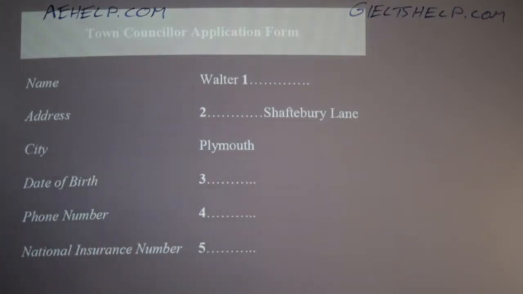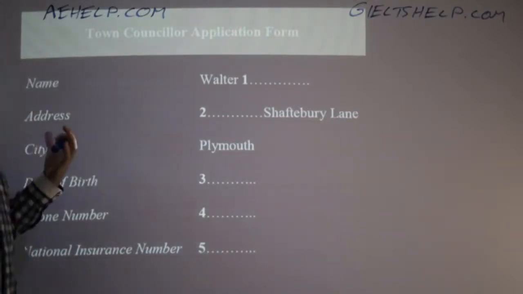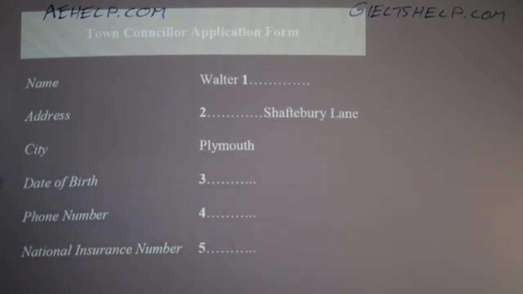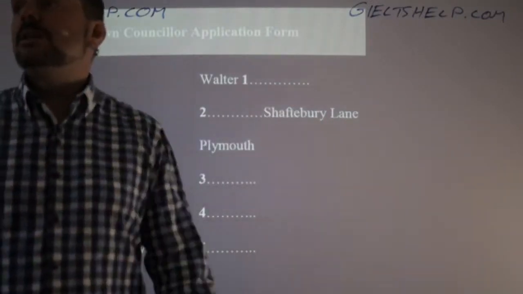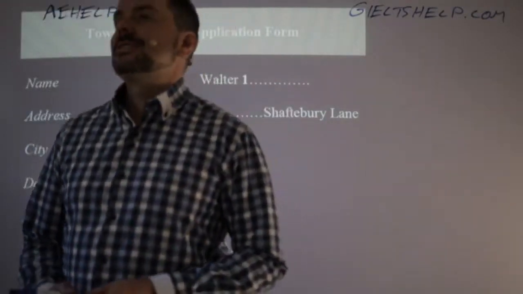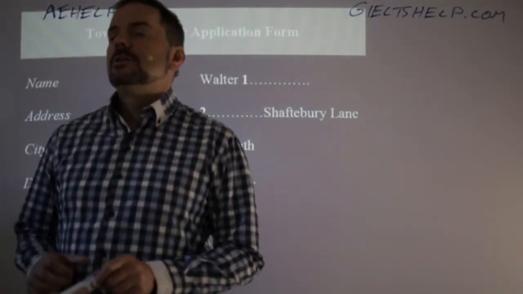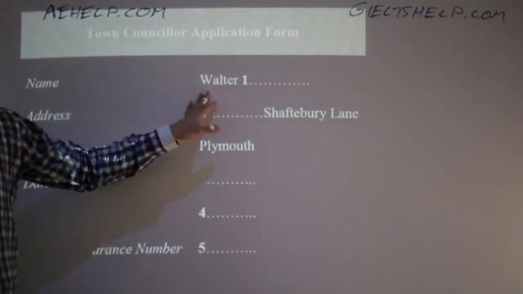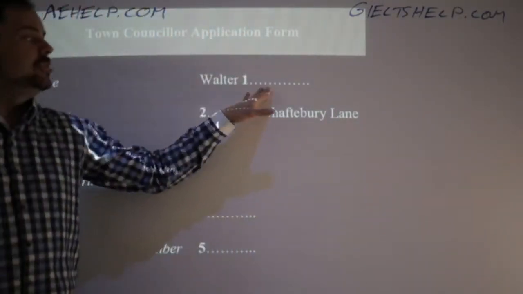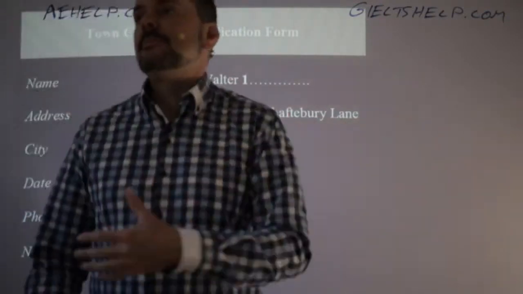Okay, so let's go through these answers. All right, so here, this man wants to be a town councilor and he wants to run for this position in politics. His name is Walter something. What was Walter's name? They spell it, and he even spells his first name. He says W-A-L-T-E-R. And then before that, he spells his family name.